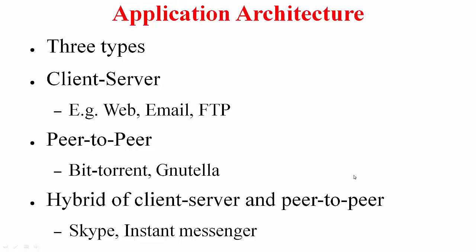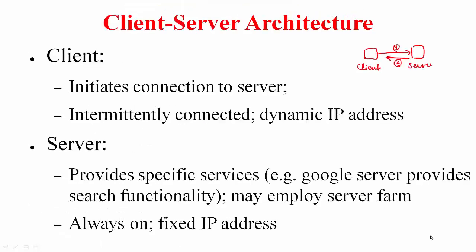The majority of the applications follow three types of architecture. One is the client-server architecture. For example, applications like the web, email, and FTP follow this. Then there is the peer-to-peer architecture. Applications like BitTorrent and Gnutella follow this, and then there is a hybrid of these both, and applications like Skype and Instant Messenger follow this. Let's look at these architectures in a little bit more detail.